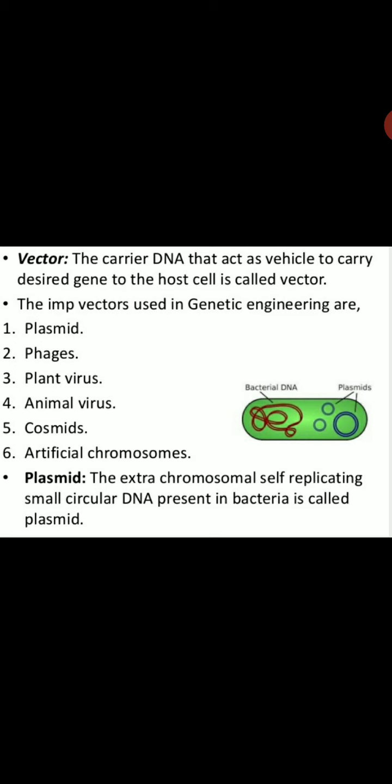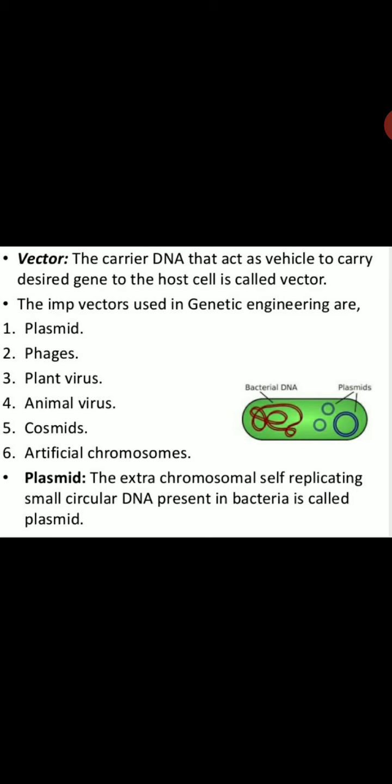Now, what is a vector? The carrier DNA that acts as a vehicle to carry the desired gene to the host cell is called a vector. For example, in the case of malaria, the female Anopheles mosquito acts as a vector to carry the pathogens from a healthy person to an unhealthy person. In the same way, vectors are used to carry our desired DNA genes to the host body. Important vectors are plasmids, phages, plant virus, animal virus, cosmid, and artificial chromosomes. These act as vectors.